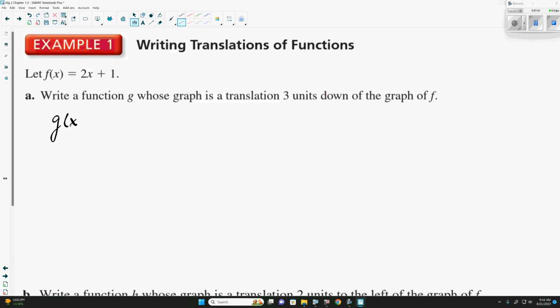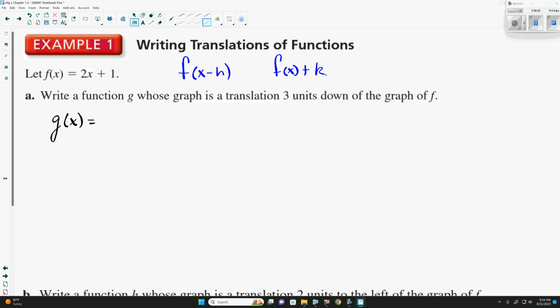G of x. The reason we do this is we want to identify the new function by a different name so that we can distinguish between the two. So we're moving it 3 units down. Now there's 2 that we had at the beginning of this lesson: f of x minus h and f of x plus k.